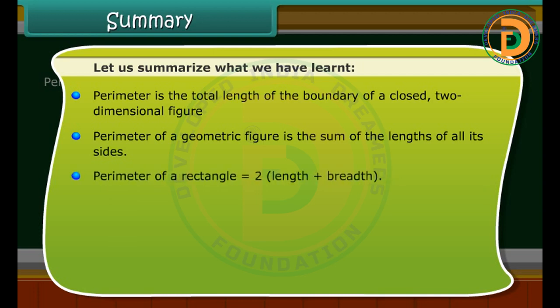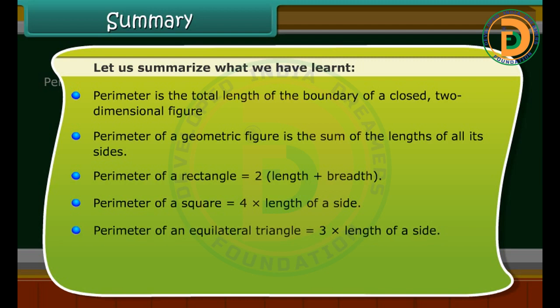Perimeter of a rectangle is equal to 2 into length plus breadth. Perimeter of a square is equal to 4 into length of a side. Perimeter of an equilateral triangle is equal to 3 into length of a side.